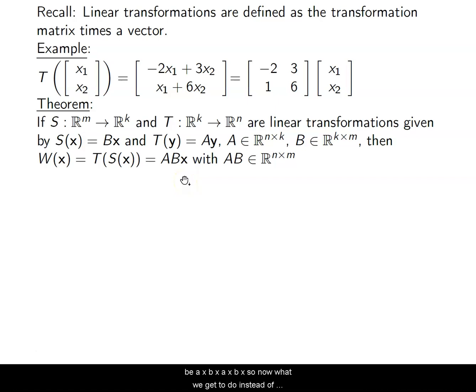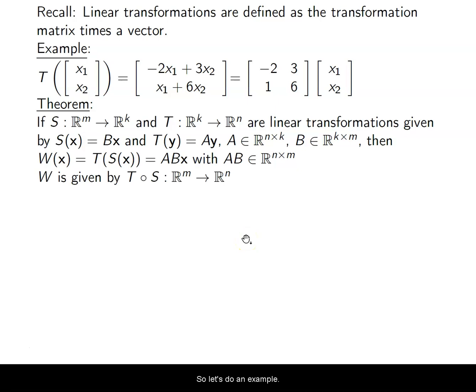So now, instead of doing this one at a time by taking a specific x vector and multiplying it by B, and then taking that product and multiplying by A, I can just take my two transformation matrices and multiply them together, and then I can multiply times any x that I need. Okay, so let's do an example after we look at a little bit more notation.